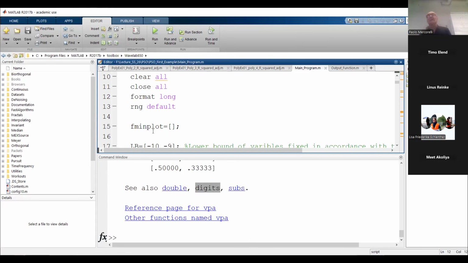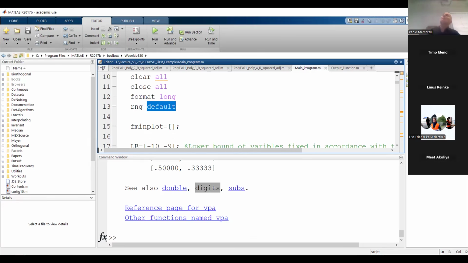RNG default is, yeah, we have the possibility to use different random numbers. Here, default is a uniform distribution between 0 and 1. This is the standard, let me say, the default way to generate random numbers.